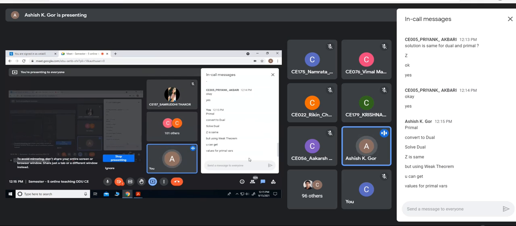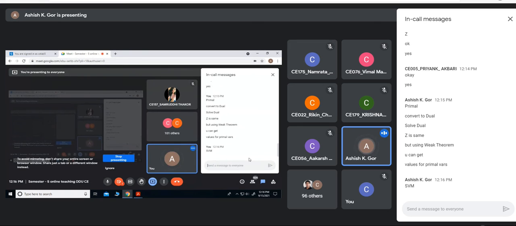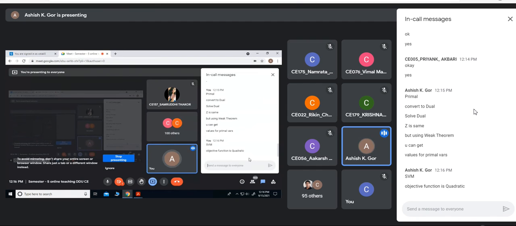In future, you will come across these words primal and dual, most probably in machine learning. They will use this in the SVM classifier. You will come across these words, primal and dual, but it is not linear programming. There it is quadratic programming, and quadratic programming means the objective function is quadratic. That is not linear programming, but you can correlate at that time.